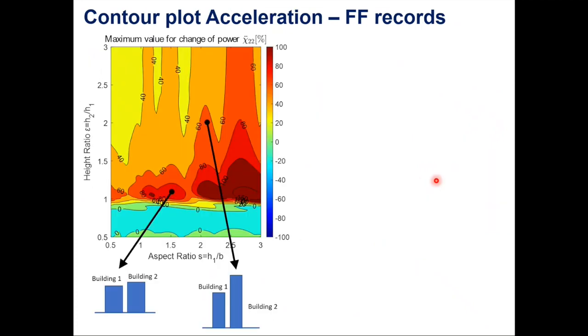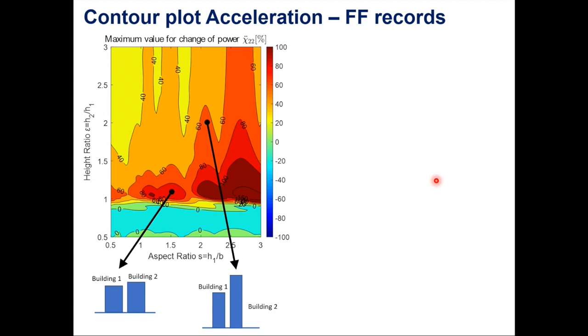Okay. So then, this is the contour plot where I put all the results when we change the height ratio and the aspect ratio. For example, for this point, this is the configuration that I use: height ratio 1.1 and width ratio, aspect ratio 1.5. And at a different point, we got this configuration.